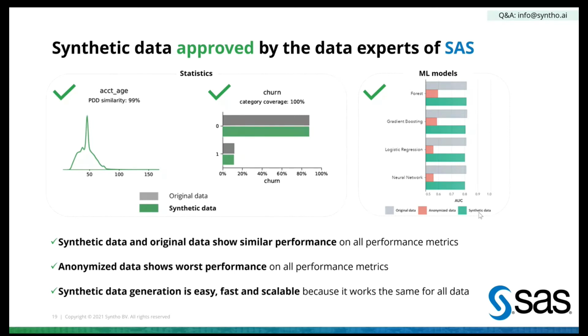With anonymized data, for example, data masking, data binning, you typically see that you are destroying your data a bit, and that's actually what was also demonstrated in the case study. That was also the conclusion. Synthetic data and original data show similar model performance on all performance metrics. Anonymized data show worse performance on all performance metrics. And also an interesting one, synthetic data generation, because we leverage the power of AI, works easy, fast, and is scalable. And it works exactly the same for all data.